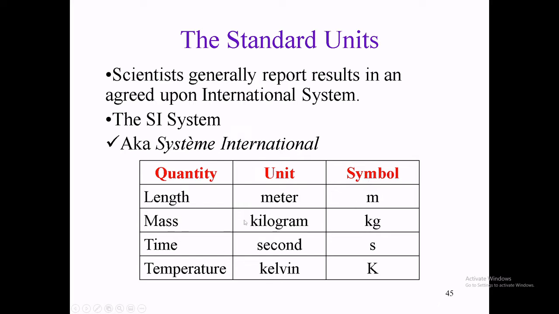We have our mass. The base unit for that is going to be a kilogram. That's symbolized kg. Time is in seconds with a lowercase s. And the temperature scale we're going to use is Kelvin, which is a little different than both the Celsius and the Fahrenheit. We'll talk about what that means, and that's with a capital K. So let's jump in here and talk a little bit about what these different quantities really mean.